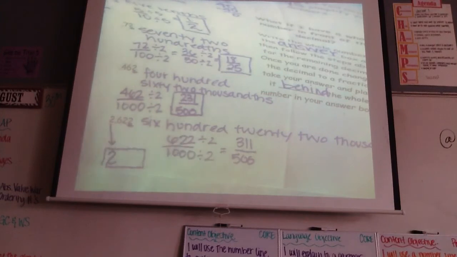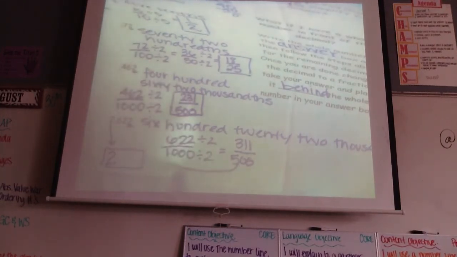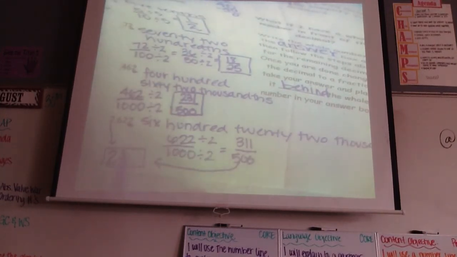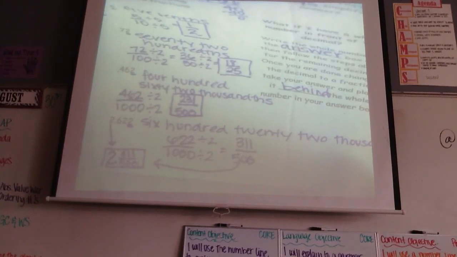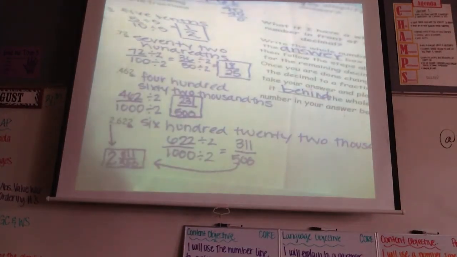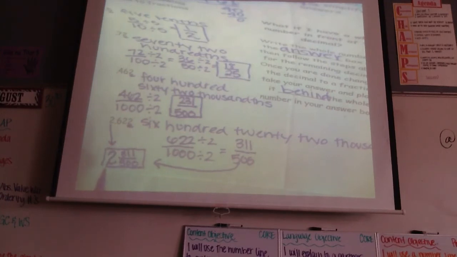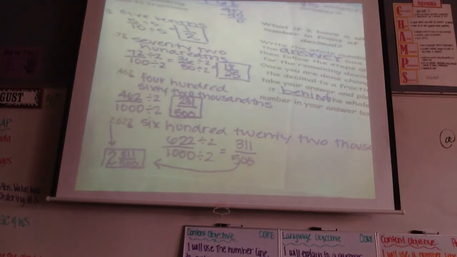That's not my answer. I need to go and add this behind my whole number. So 311 over 500. So our answer is 2 and 311 500ths. So 2 as your whole number, and then 311 over 500. And this is how you change a decimal to a fraction. Write it like you say it, and then simplify.